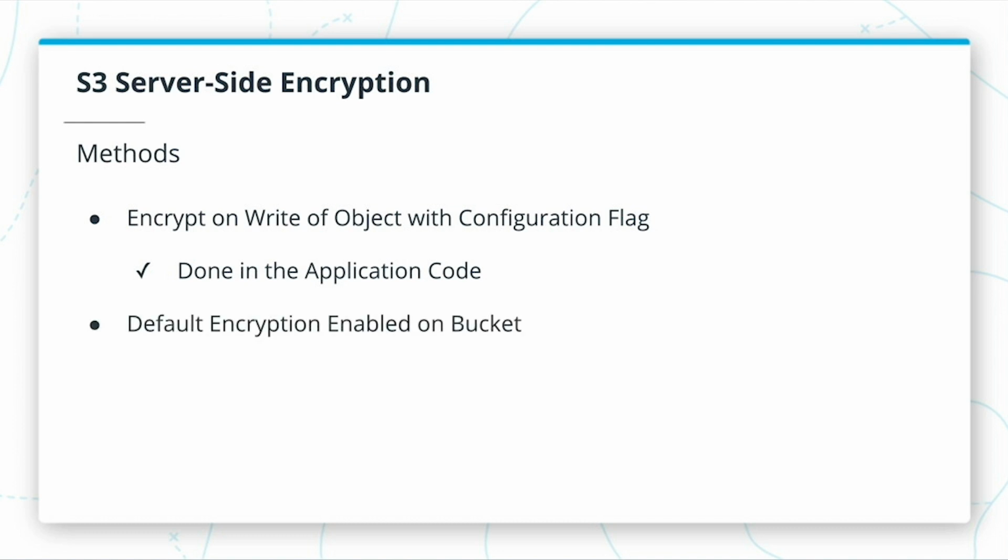Enable default object encryption in the S3 bucket configuration. This will automatically encrypt files that are written to S3. Default encryption will allow you to specify which type of server-side encryption will be used and designate a specific KMS key if you choose to do so. In this case, because the setting is enabled at the S3 bucket configuration level, the application code doesn't need to be aware of the type of encryption that is being used.